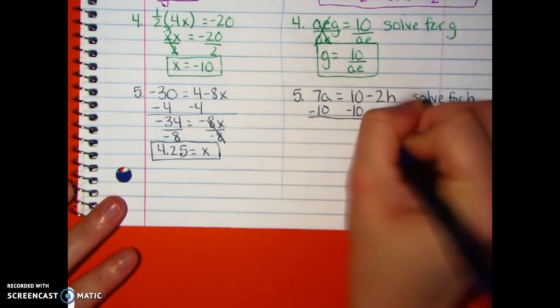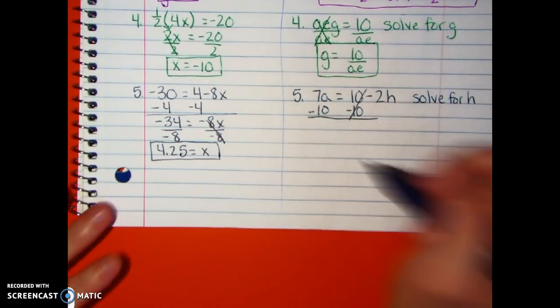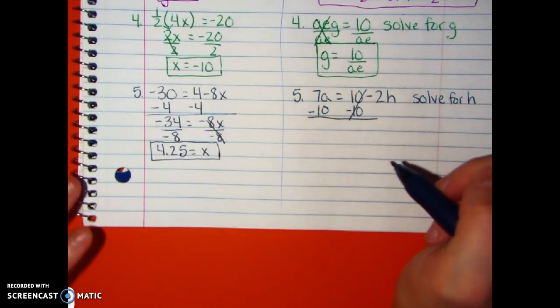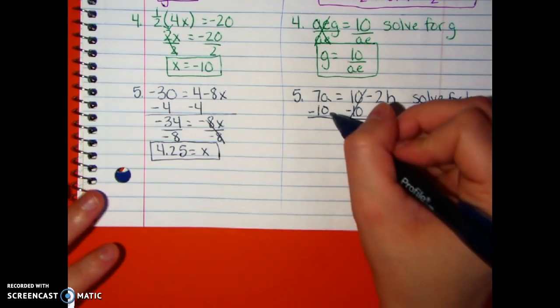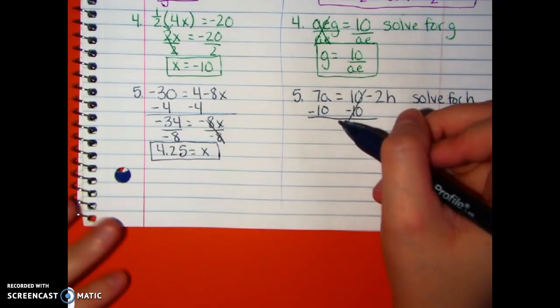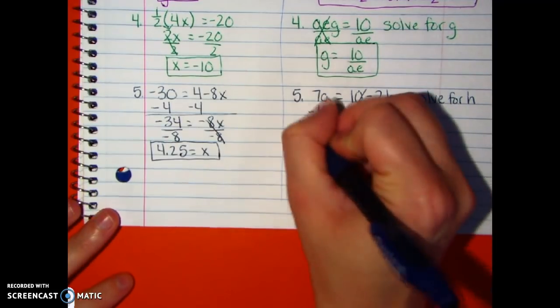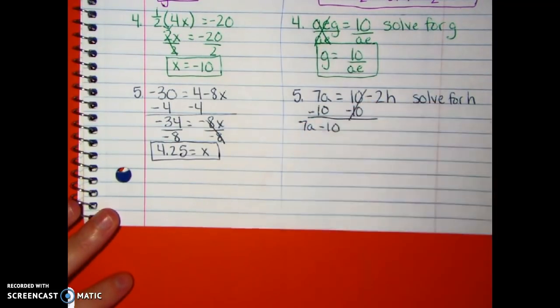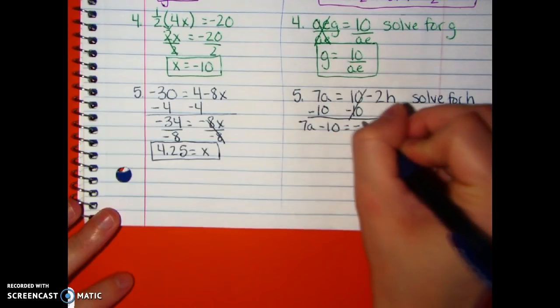And you should know that 7a and 10 are not like terms. If they're not like terms, I can't actually subtract them. If this was 10a, then sure, I could subtract it, but I can't. So I'm just going to rewrite it as 7a minus 10 equals -2h.